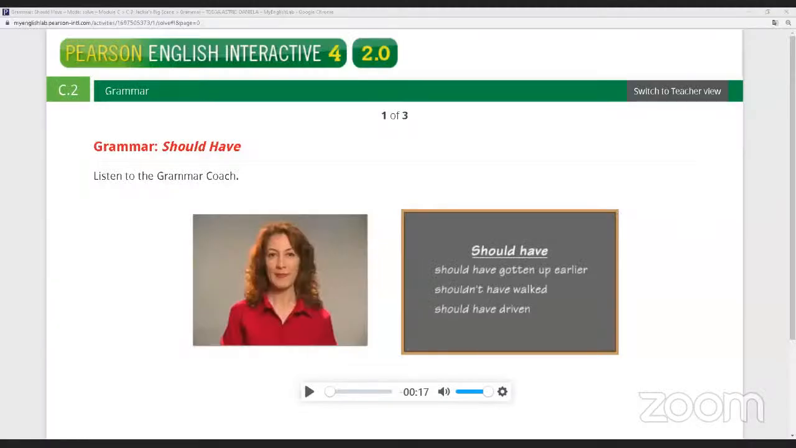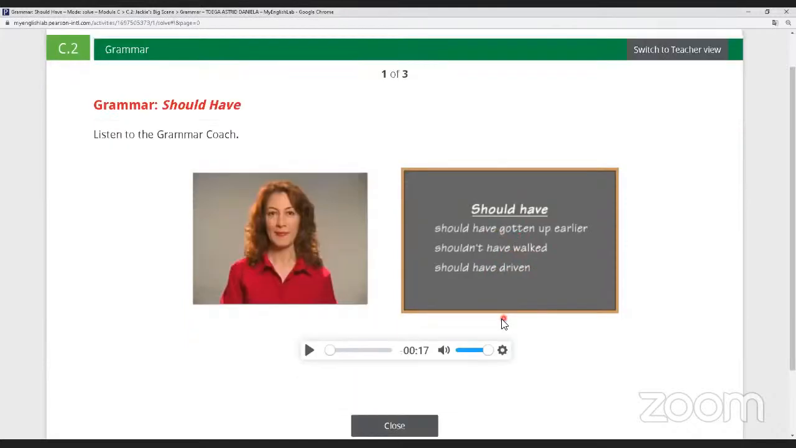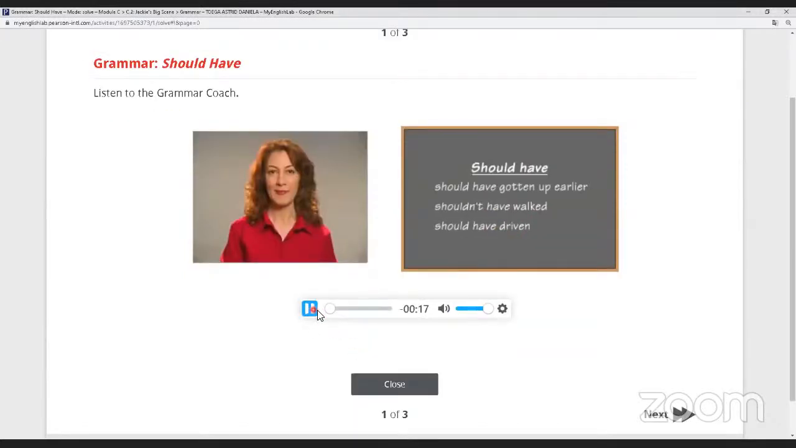So I'm gonna share my screen with you. Once you can see it, please let me know. Yes, teacher, I can see. That's great, thank you. So let's start. Okay, so today's lesson is about should have, right? As you can see, we have the auxiliary verb have, and in the examples, we have should have gotten up earlier, gotten, walked, driven. So let's listen to the audio.